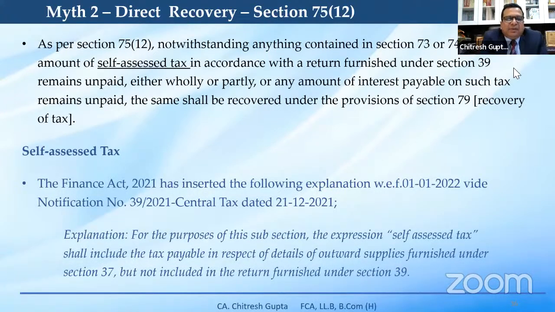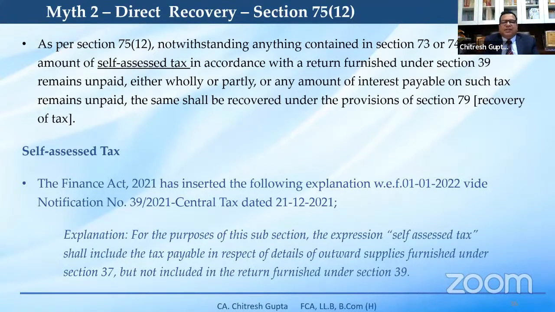Recently, by the Finance Act 2021, the government has inserted one explanation, and they have defined the term self-assessed tax. As per the explanation, this self-assessed tax shall include the tax payable in respect of details of outward supplies furnished under section 37, that is GSTR 1, but not included in the return furnished under section 39.